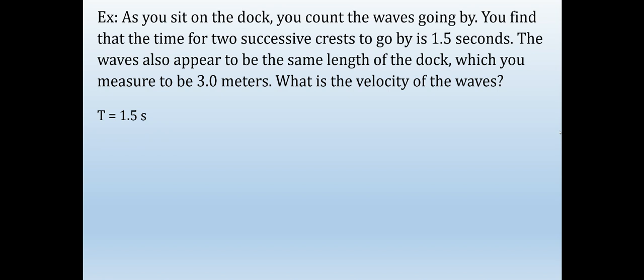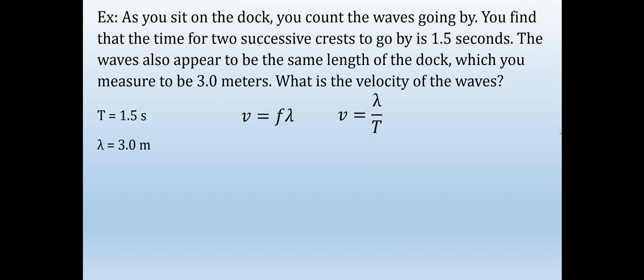So if we look at this, we know that the time that it takes for one wave to go by, right, 2 successive crests is one wavelength, is 1.5 seconds. So the period of our wave is 1.5 seconds. And we measured that wave, the 2 crests, to be 3 meters apart. So the wavelength of the wave is 3 meters.